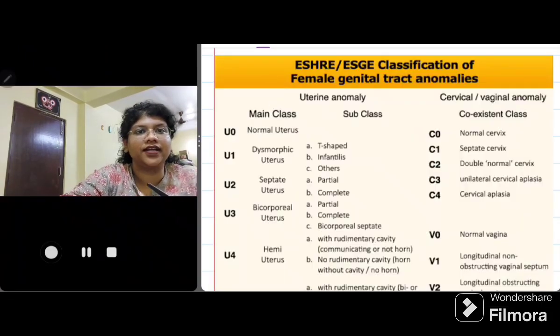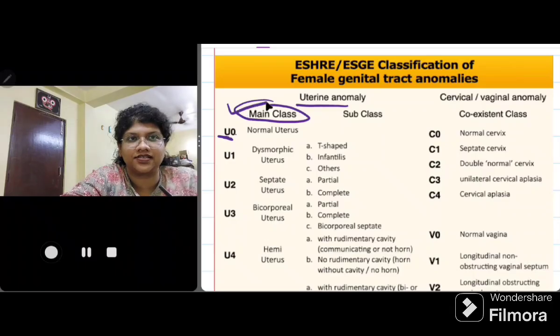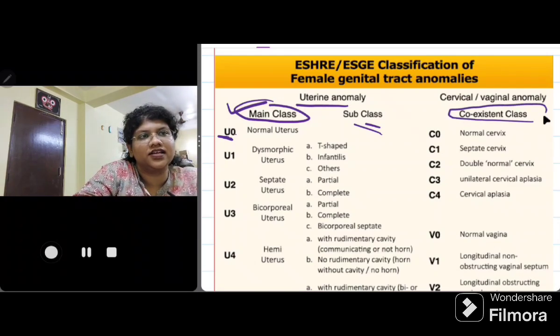Under the ESHRE guidelines, the anomalies have been classified into uterine anomaly, cervical anomaly and vaginal anomaly. Remember that all the uterine anomalies come under the main class and they are given under the nomenclature of U. So as I told you, 0, 1, 2, 3, 4, all these are the main class. The further subdivisions that I told you are known as the subclass. Next come the cervical or the vaginal anomalies, and these are the coexisting class.